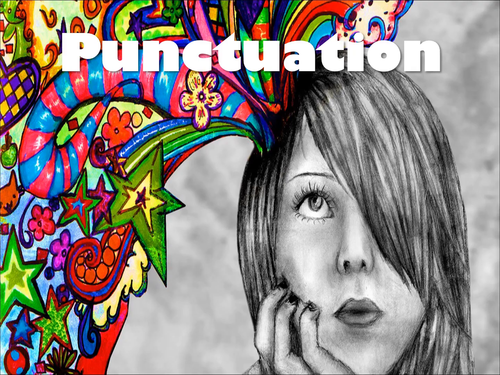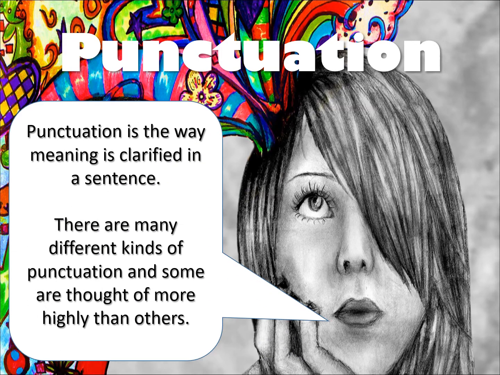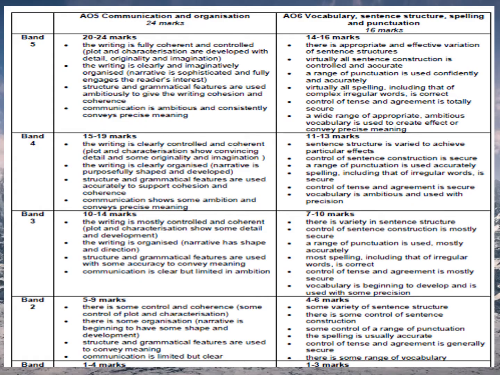There you go then, a short recap of the different sentence structures and how to use them for effect. So that is definitely one of the things you've been graded for, but to add to those sentence structures, you need to use a range of punctuation. So punctuation is the way meaning is clarified in a sentence. There are many different kinds of punctuation, as some are thought of a little more highly than others.